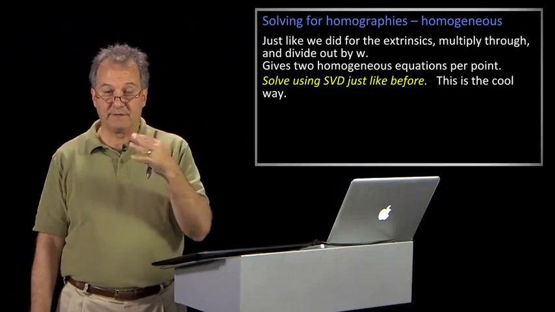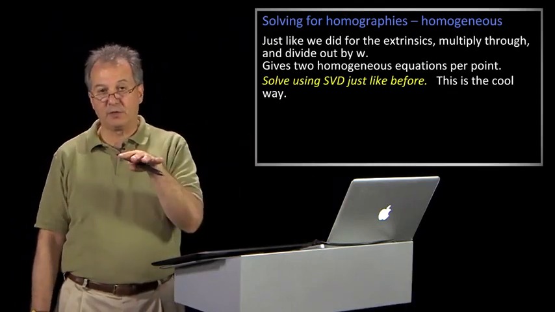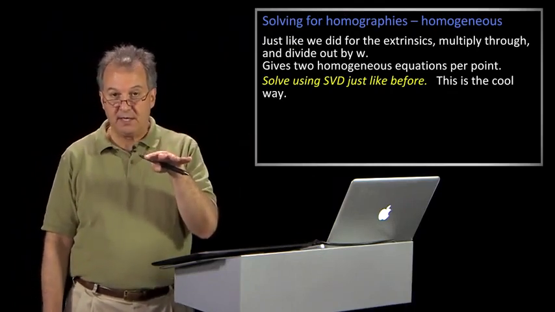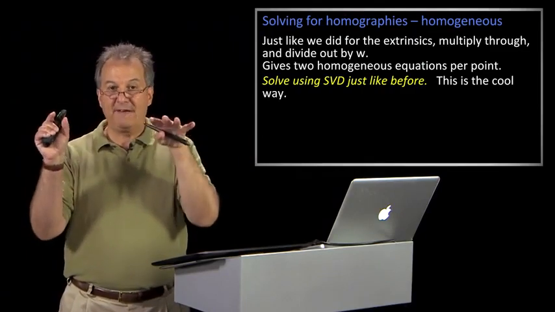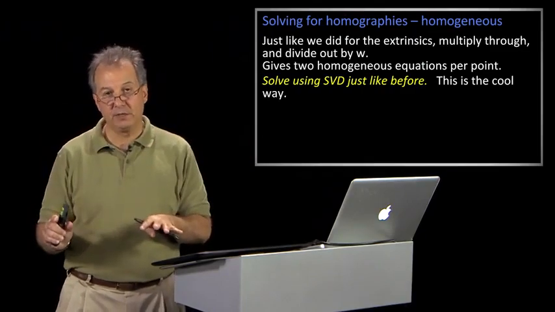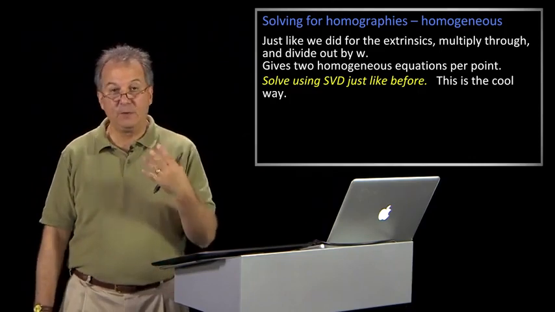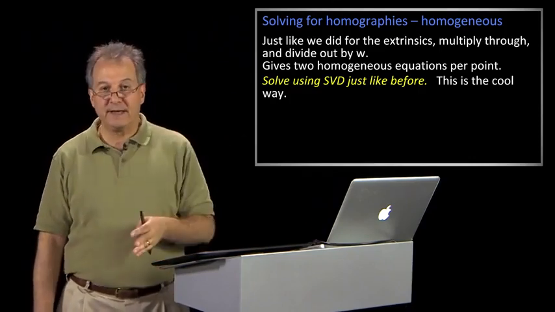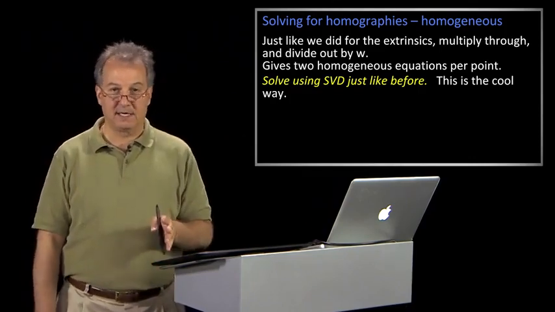Now instead of m, we're solving for h, and we have a whole bunch of terms, all linear in terms of h, and it equals 0. And we have 2n of those equations, where n is the number of points. And how do we solve this? We'll use that singular value decomposition just like we did last time.